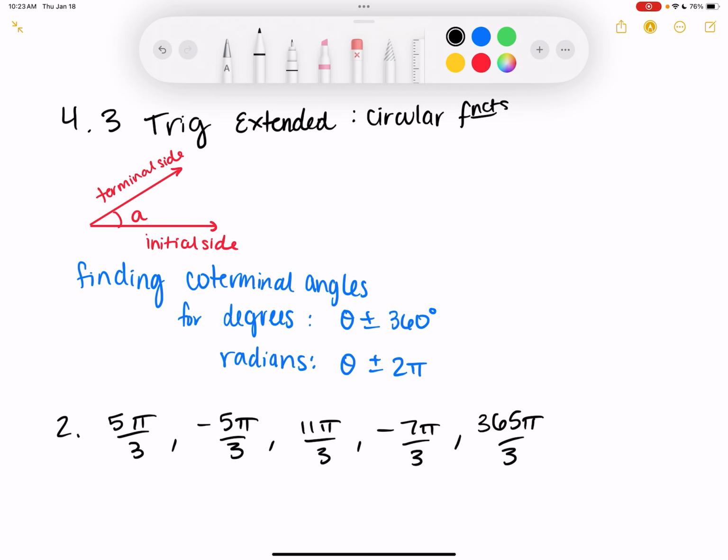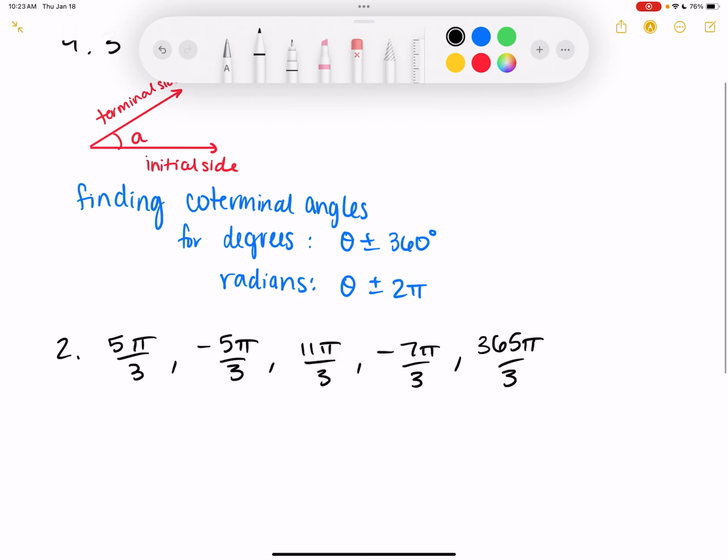Now, these are all pi over 3, so what increment of 2 pi am I using? Pi over 3 isn't equal to 2 pi. Bridging out. 6 pi over 3. Okay, that's equal to 2 pi, and that's what I have to add and subtract from each one.